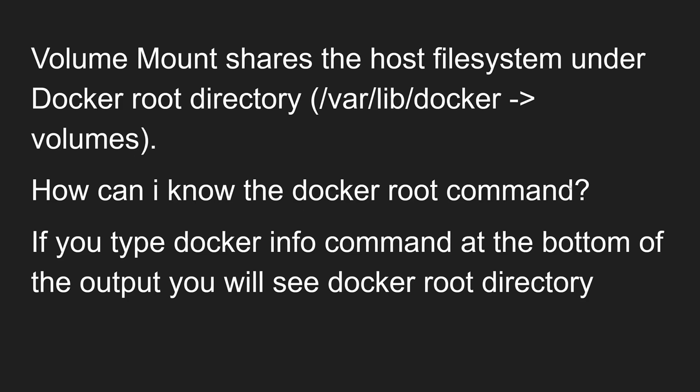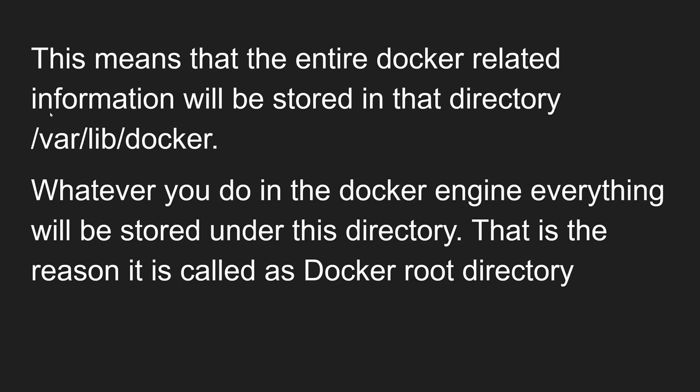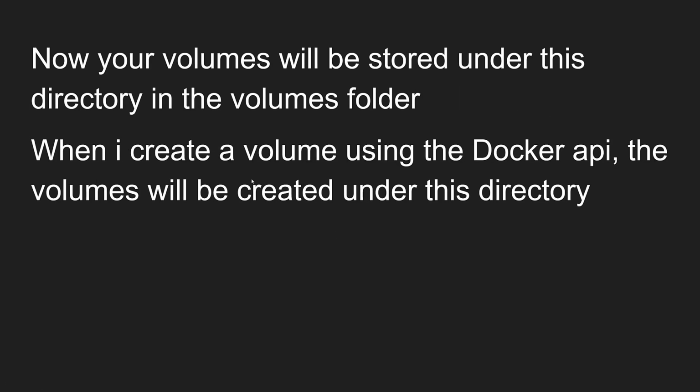How can I know the Docker root directory? I am telling you it is /var/lib/docker. If you want to know the Docker root directory, type the docker info command, and at the bottom of the output you will be able to see the Docker root directory. This means that the entire Docker related information will be stored in that directory, which is nothing but /var/lib/docker. Whatever you do in the Docker engine, everything will be stored under this directory. That is the reason it is called the Docker root directory. Now your volumes will be stored under this directory in the volumes folder, as we have told you. When I create a volume using the Docker API, the volume will be created under this directory.